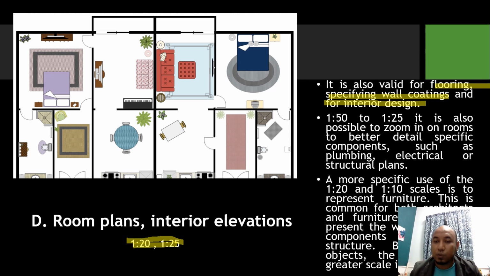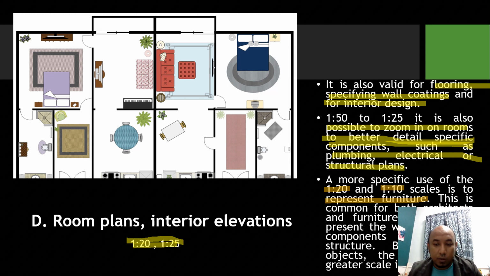Ratio 1:50, 1:25 is also possible to zoom in on a room for better detail of specific components such as the plumbing, electrical, and structure plan. A more specific use is the ratio 1:20 and 1:10 scale, which is for representing furniture. This is common for both architects and furniture designers to represent the workings of their components and their structure.